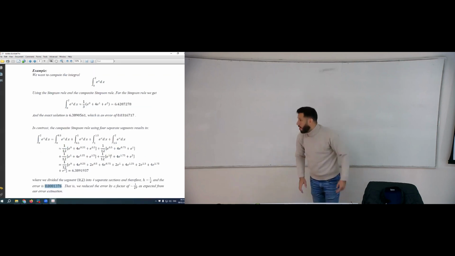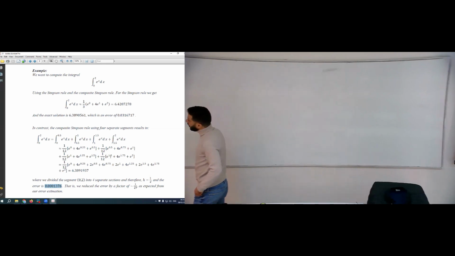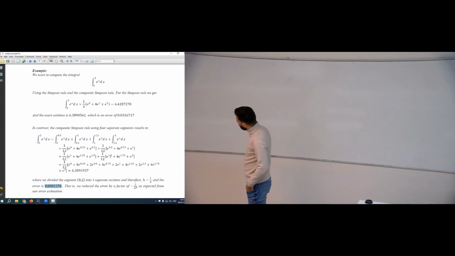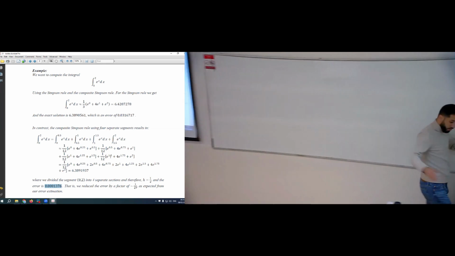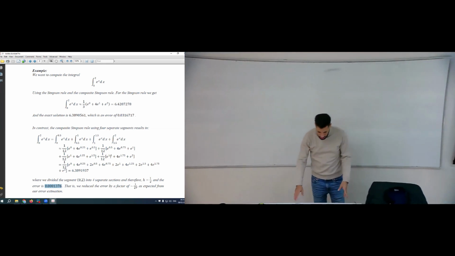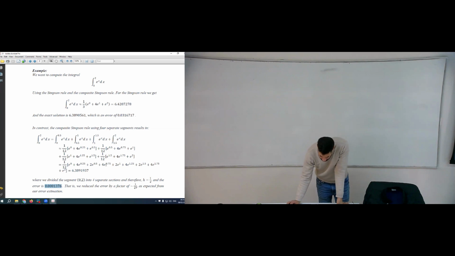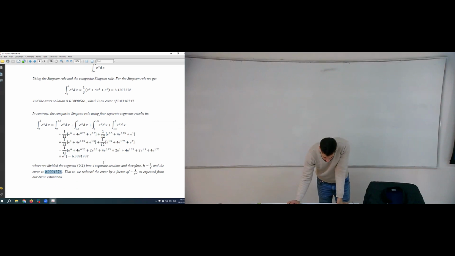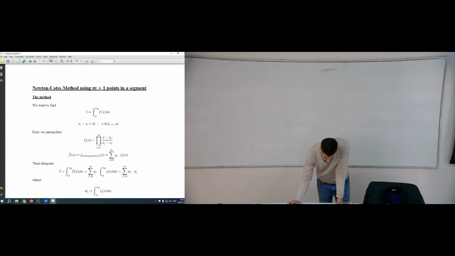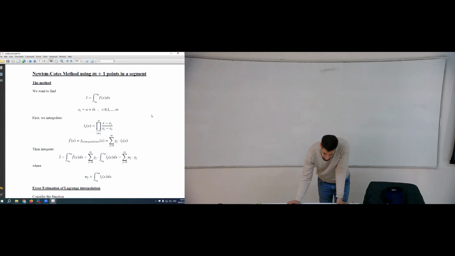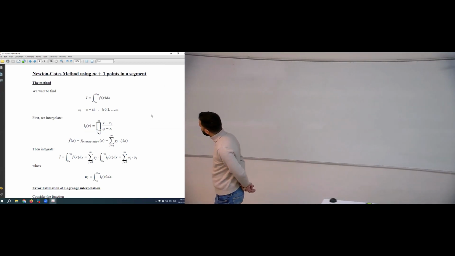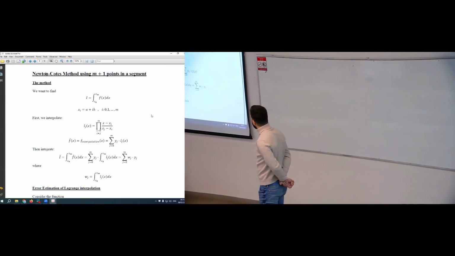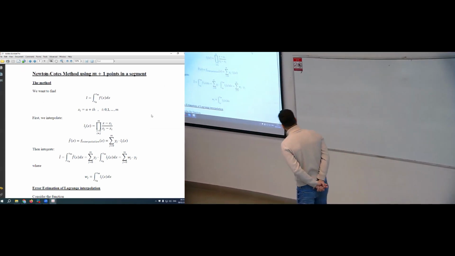So that's the Simpson rule. And I want you to remember that for a composite way of integration, the error is h to the 4th. Now, I will call this the Newton-Cotes method. It's called like that. You didn't mention this name, but that's the name.